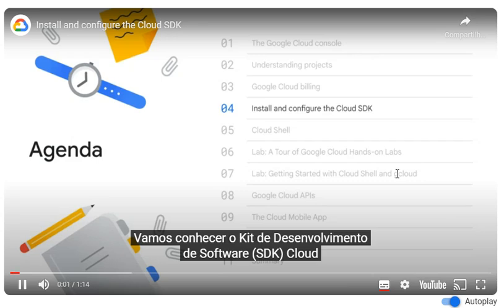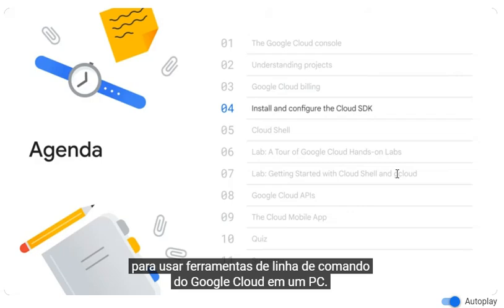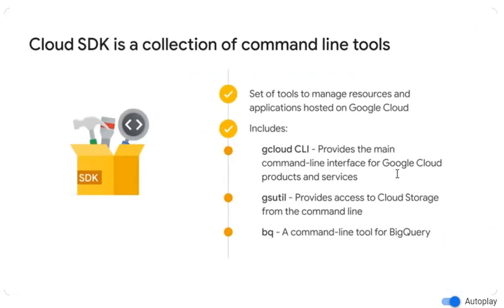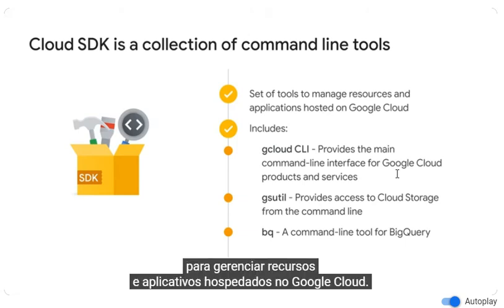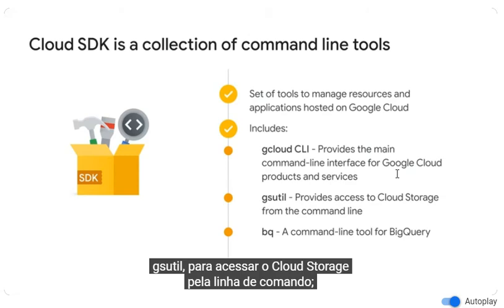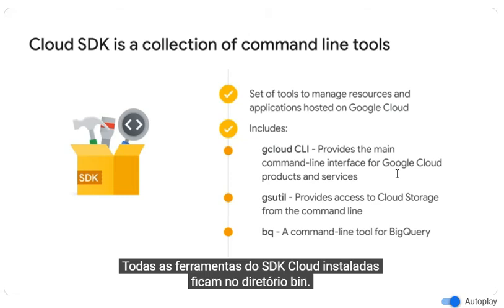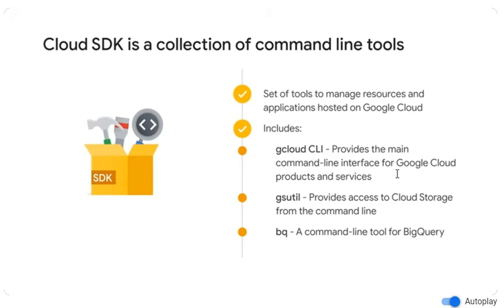Now let's explore the Cloud Software Development Kit, SDK, which lets users run Google Cloud command line tools from a local desktop. The Cloud SDK is a set of command line tools that you can use to manage resources and applications hosted on Google Cloud. These include the gcloud CLI, which provides the main command line interface for Google Cloud products and services, gsutil, which lets you access Cloud Storage from the command line, and bq, a command line tool for BigQuery. When installed, all of the tools within the Cloud SDK are located under the bin directory.